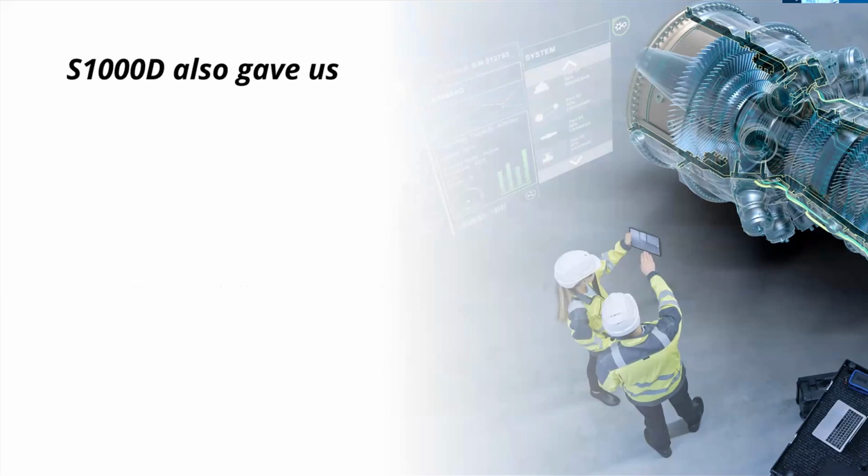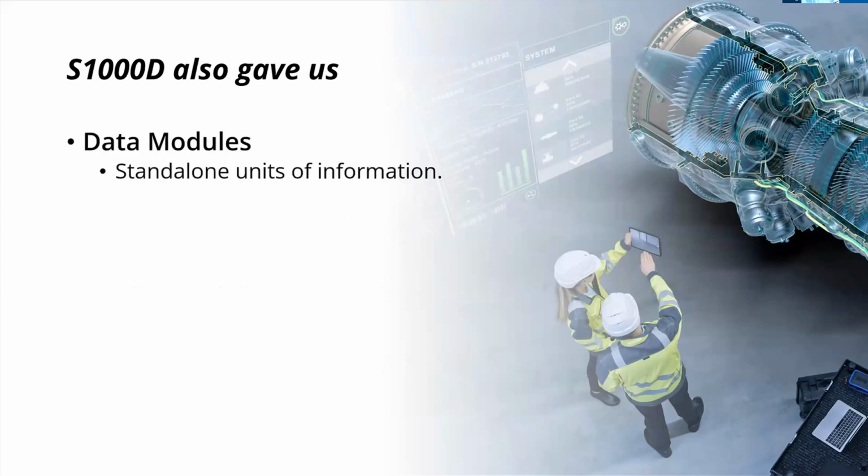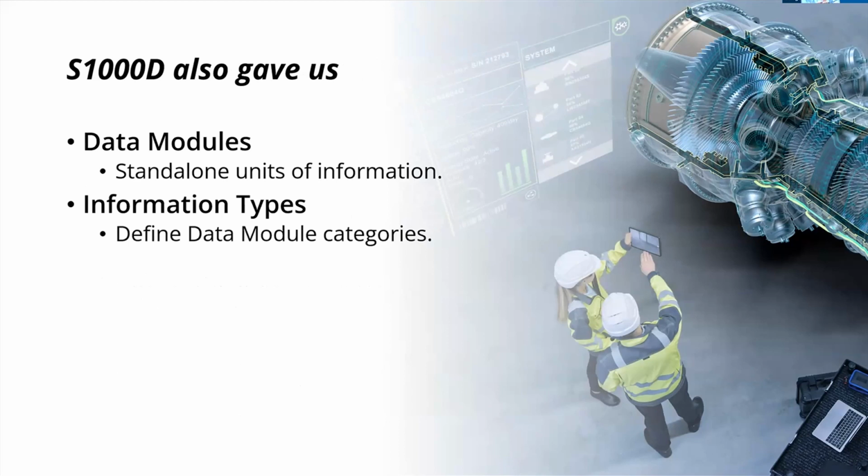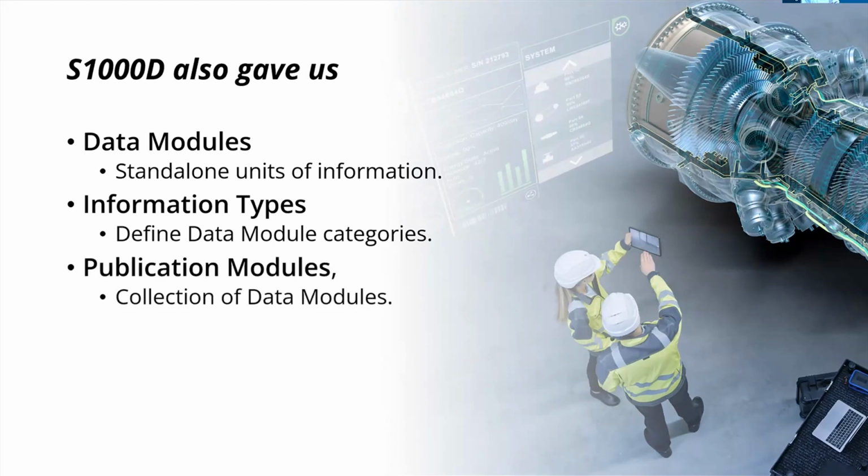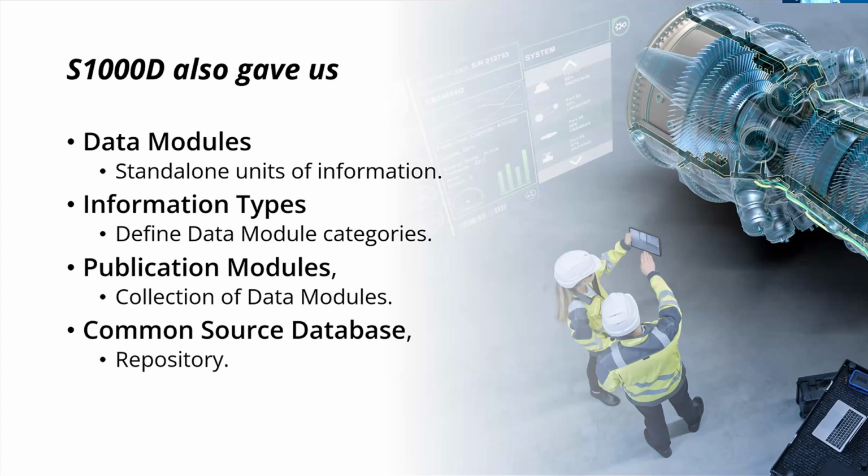Now, incidentally, I mentioned S1000D. It has been around for a long time, and it gave us various phrases. So it gave us this idea of data modules. So it's an individual chunk of information. And then information types, which defines what the data module is. S1000D defines 14 different types of data module for different things that you may be doing. And then publication modules, which is where you organize your data modules into a publication. And to manage everything, they came up with this idea called a common source database. You put everything into a database.